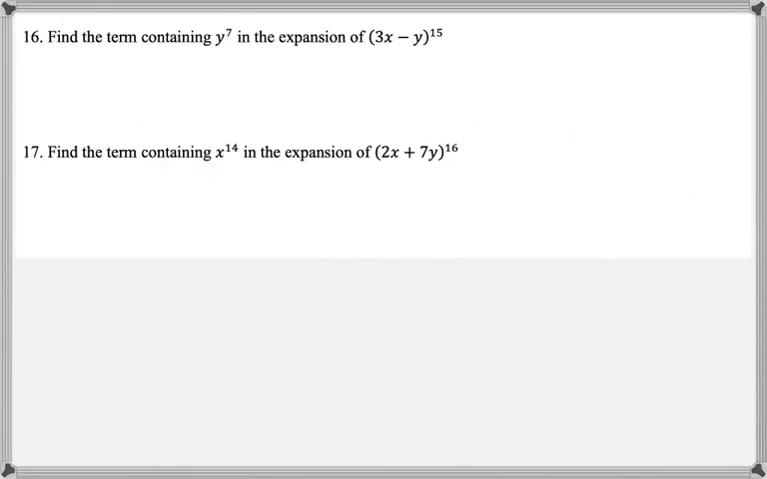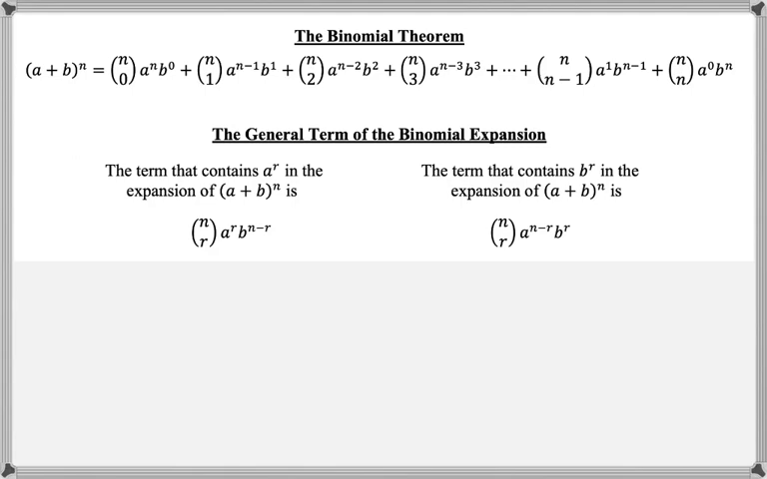Number 16 says, find the term containing y to the 7th in the expansion of (3x minus y) to the 15th. So because they're asking us to find the term containing y to the 7th, and y is the second value in the binomial, this means that we are going to use the second formula.